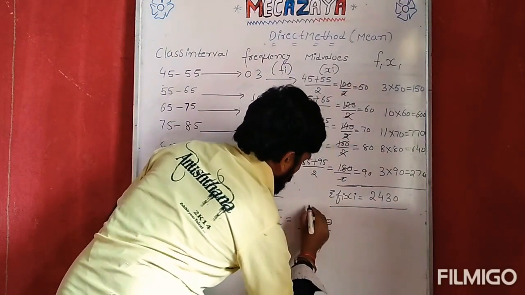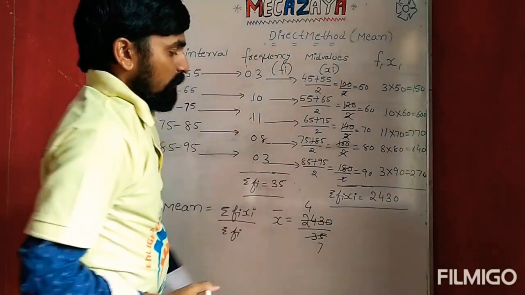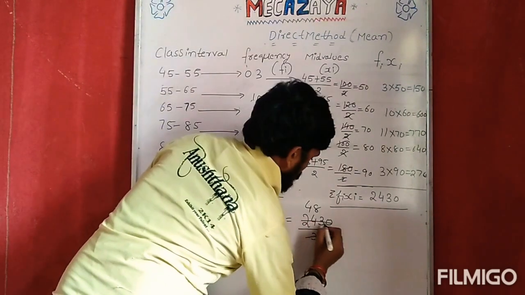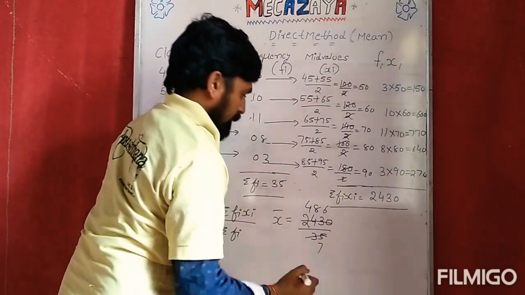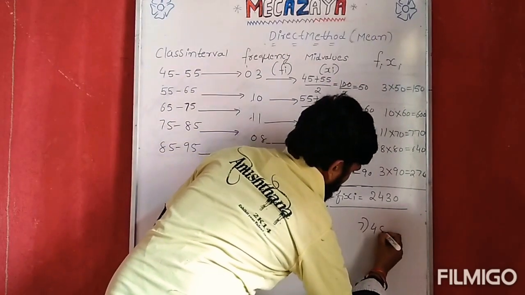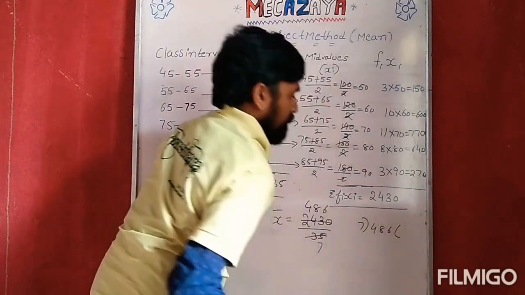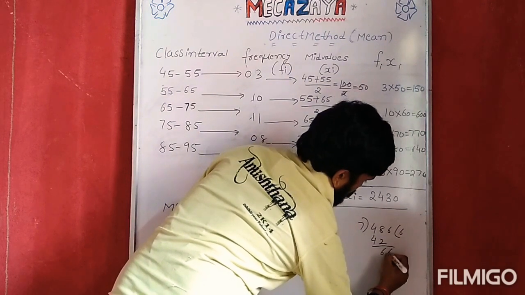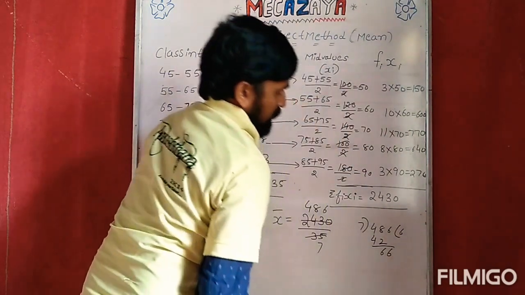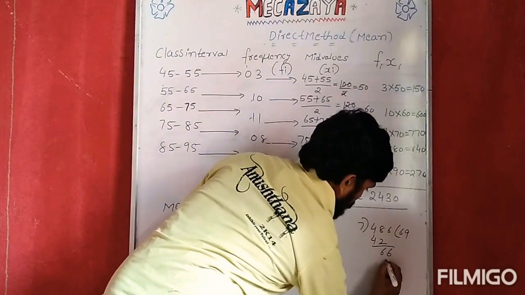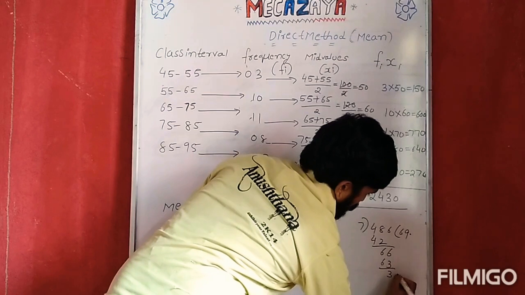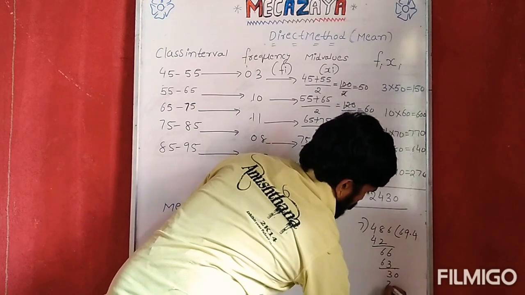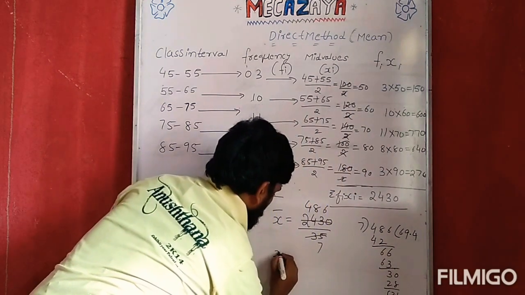5 fours are 20, 5 eights are 40, 5 sixes are 30. Now divide using 7. 7 sixes are 42, 7 eights are 56, 7 nines are 63, 3 remaining, 7 threes are 21, 7 fours are 28. It will be 2. So x bar equals how much?